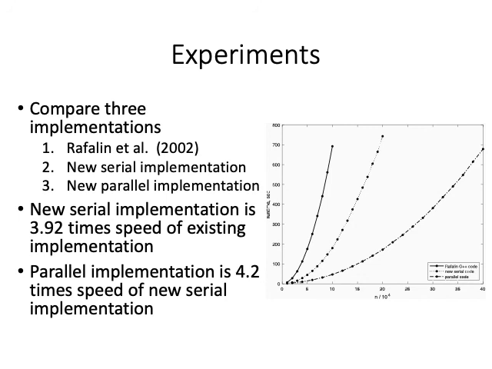The new serial code is 3.92 times the speed of the Raveling code. The new parallel code is 4.2 times the speed of the new serial code. The new implementations are available on GitHub.